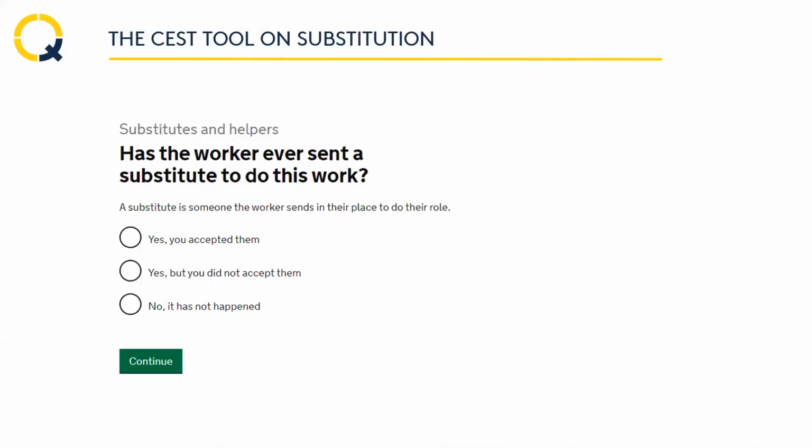So what does the CEST tool say about substitution? If the work has already started, you will first be asked if the right of substitution has ever been exercised. Now, this is relatively straightforward, but the tool doesn't ask any further questions if your answer is yes, but you didn't accept them, demonstrating the lack of detail given by using the checklist approach.